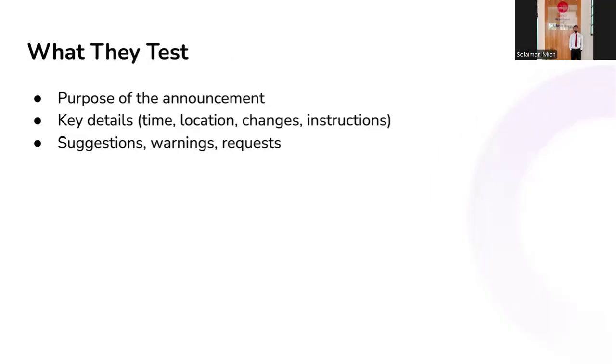In these announcements, you can expect three main elements. First is the purpose of the announcement, why the speaker is talking at all. Then you'll hear key details, especially about time, location, or any changes to normal schedules and options. Finally, most announcements include suggestions, warnings, or requests that help listeners know what to expect or how to prepare for the event or change that was announced.